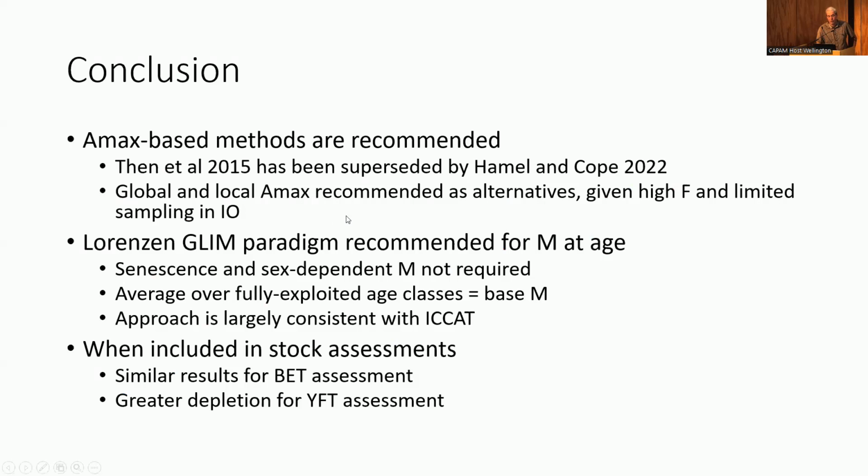We recommend using a global and local Amax as alternatives, given that local Amax can be affected by high local fishing mortality and limited sampling. That's probably the case for most of our tuna stocks, with relatively limited sampling for age data and pretty high F values. We recommend using the GLIM paradigm for M at age, and also using the average over the fully exploited age classes to represent the base value of natural mortality. This approach is largely consistent with what's being done in ICCAT.